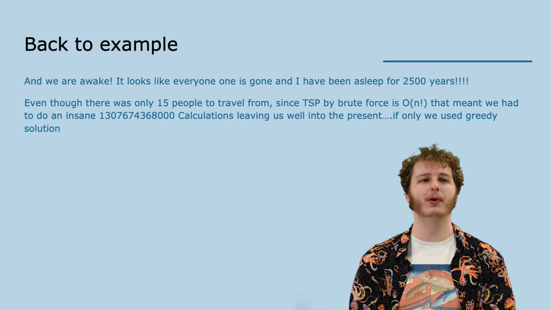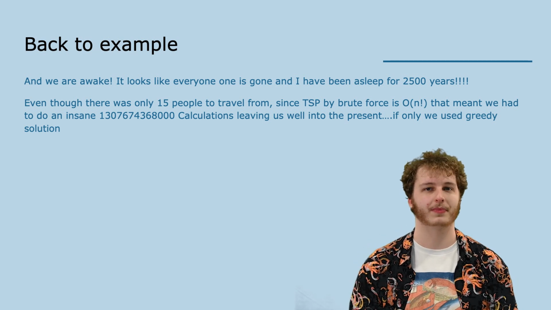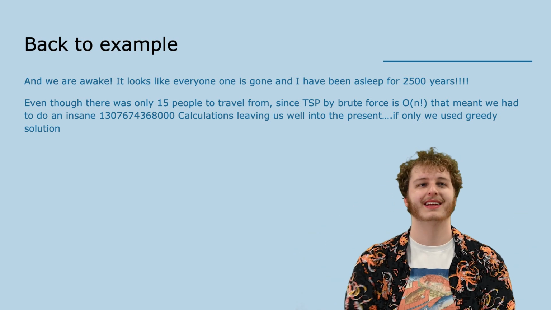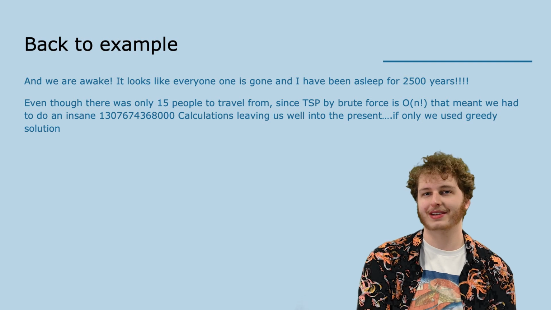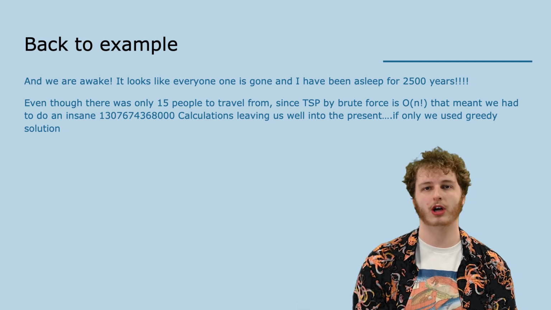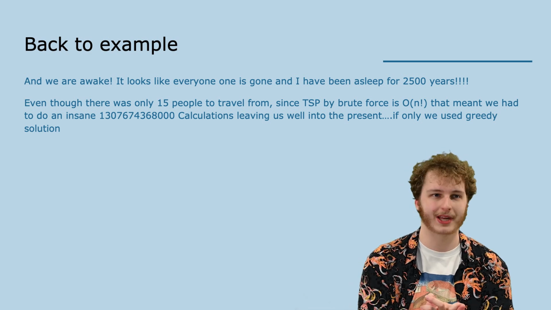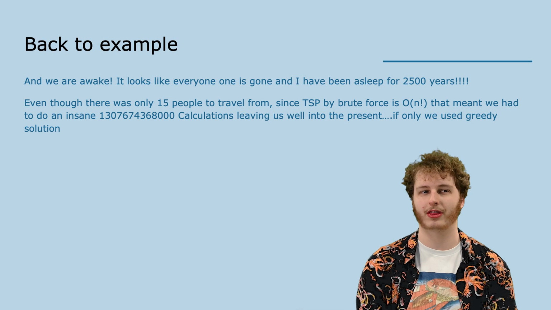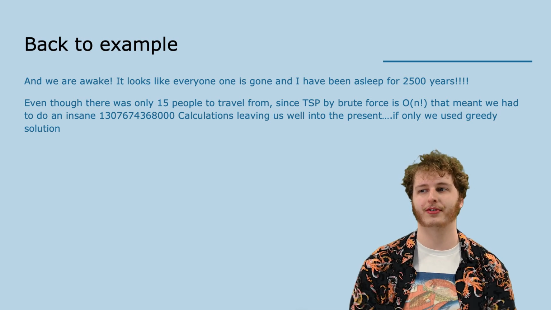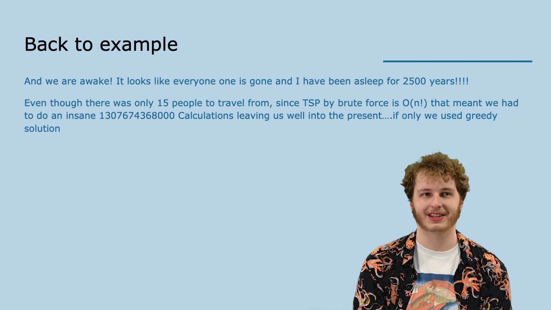Now we're back to the example. Even though we only had 15 nodes to travel from, it's 2,500 years later and we're in the present day again. The reason for this is the traveling salesman problem is intractable. The brute force solution to it is O(n) factorial. This meant even though we could do a blistering 10 computations a second, we have to do something like 13 times 10 to the power of 10 calculations in order to finally solve our graph problem here. If only we had used a greedy solution.